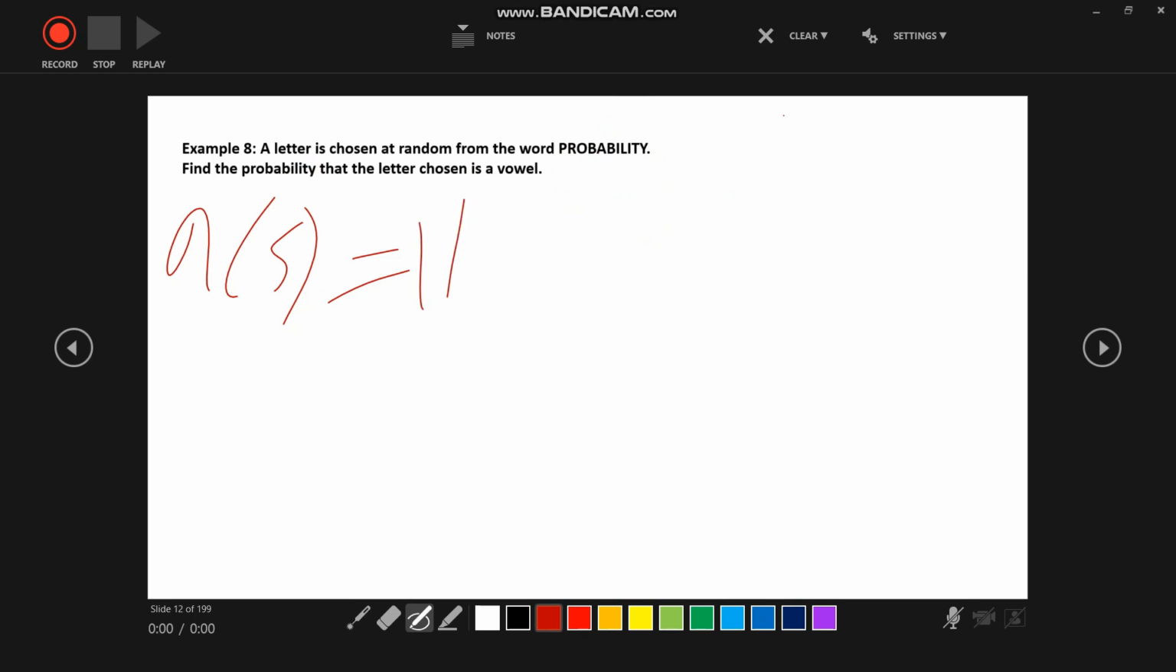The question says we should check if the letter is a vowel, so we have to count the number of vowel letters in this word. The vowels we have in English are A, E, I, O, U.